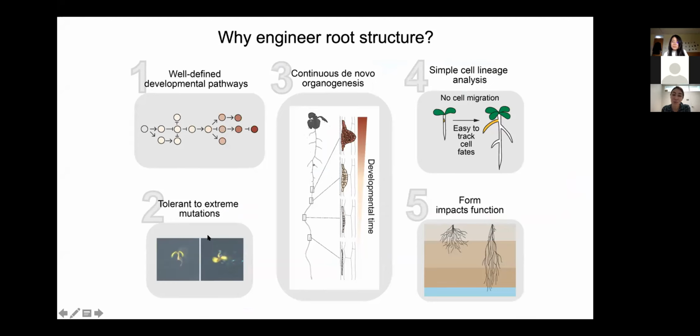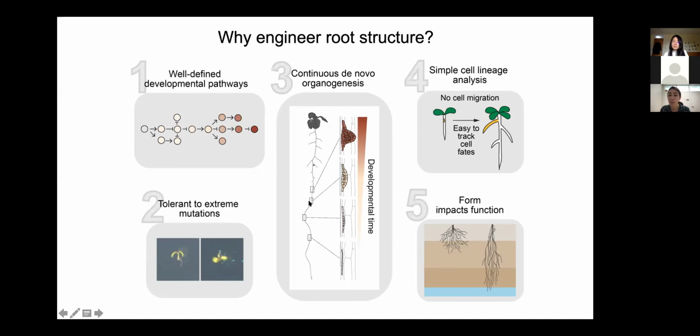Then second, roots are tolerant to pretty extreme mutations. Here you can see some Arabidopsis plants that I tried to engineer that completely failed to initiate a root system, but the plants themselves still germinated, which means that I can get some information about what is happening in these roots and how to refine my designs so that I can actually build the root system that I'm interested in. So this tolerance to extreme mutations is extremely important. Third, plants undergo continuous de novo organogenesis for most of their organs. This is true of the root system.